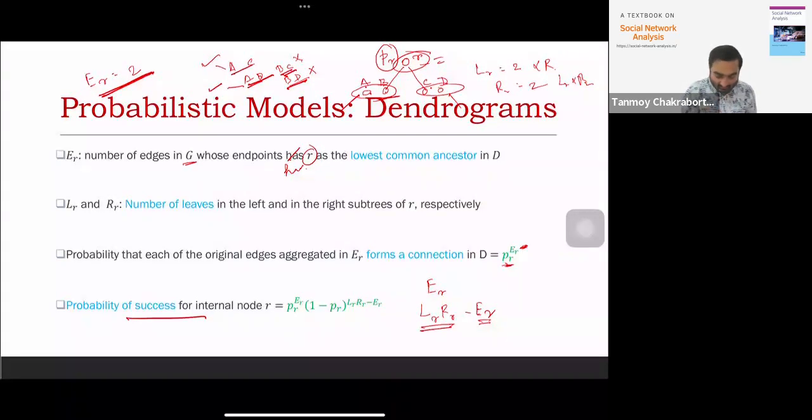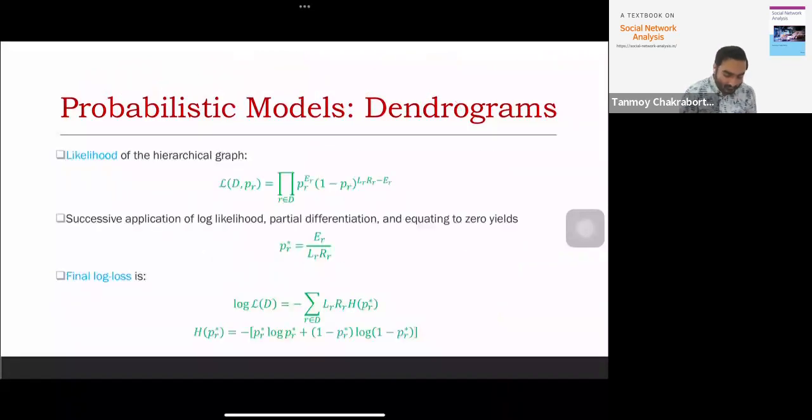So the failure is basically 1 minus P, right? 1 minus P is the probability that nodes are not connected. And how many such cases are there? LR, RR minus ER. So for each internal node, the probability of success is PR to the power ER times 1 minus PR to the power LR RR minus ER. Now this is for a particular node R, right? So for all the internal nodes in the dendrogram.